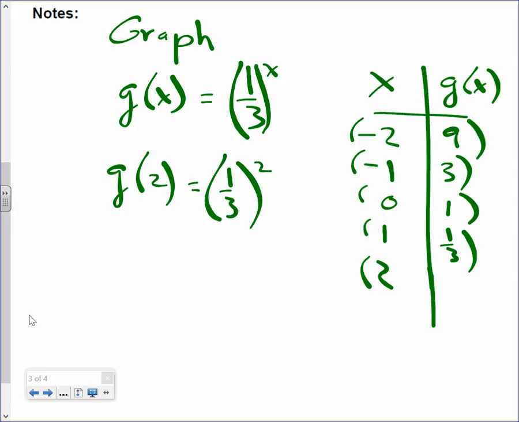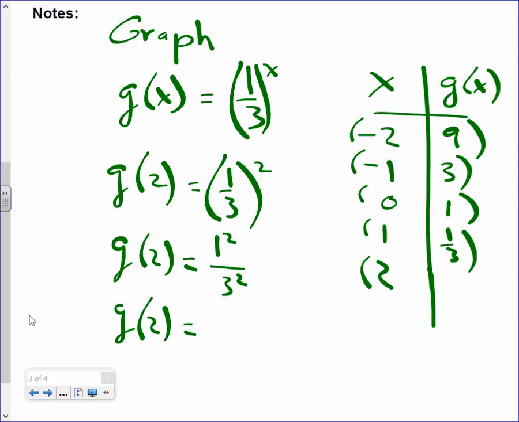1/3 to the 2nd power. G at 2 is 1 to the 2nd over 3 to the 2nd. We're rocking and rolling. So G at 2, 1 times 1 is 1. 3 times 3 is 9, 1/9. Okay. Graph these puppies. You have your graph paper from this morning?